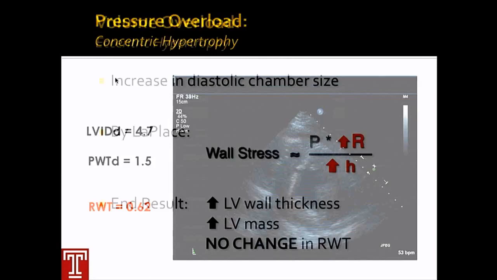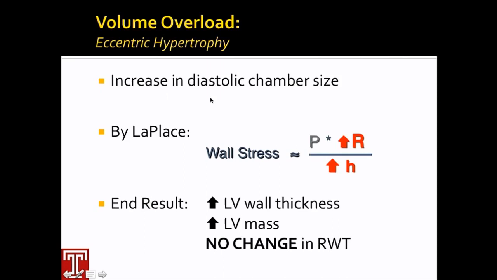Volume overload hypertrophy is typically associated with an increase in diastolic chamber size, an increase in the radius of the chamber, with very minimal changes in pressure. Here, radius increases, and the thickness of the walls increases to equalize and normalize wall stress. But because you have a commensurate increase in the diameter or the radius of the cavity with the wall thickness, you get an increase in wall thickness with an increase in LV mass, but no change in relative wall thickness.